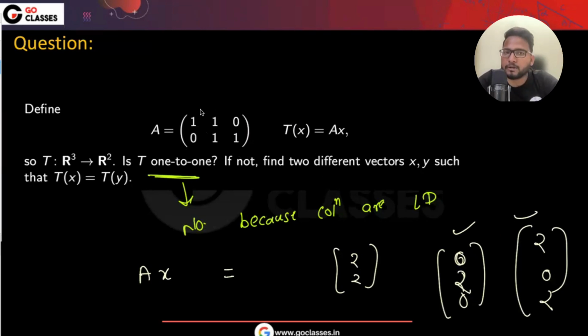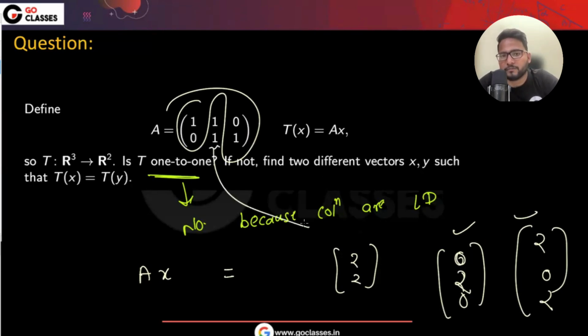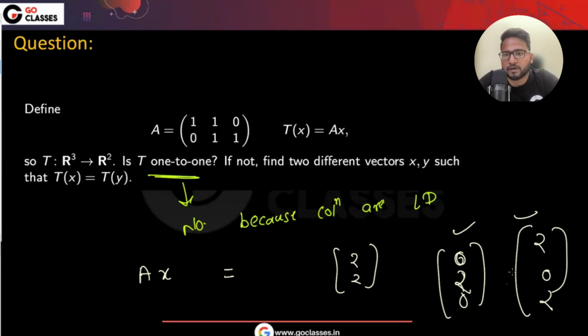I just observed that okay, this is a basis, this is a standard basis. So I just observed this, and then I took some multiple of this. Okay, this was my quick observation. Based on that, I did this.